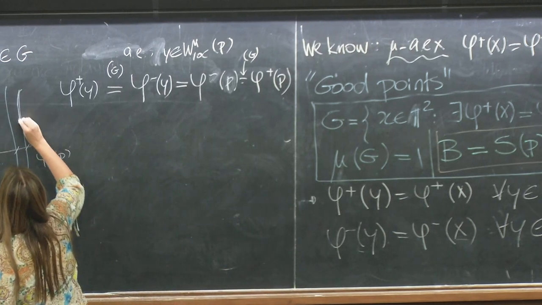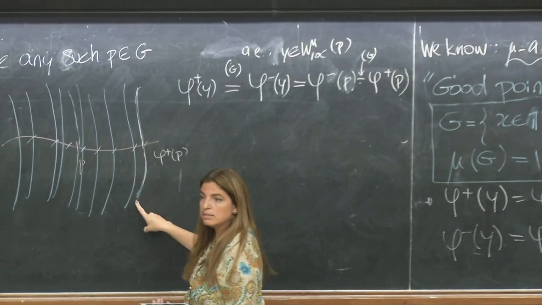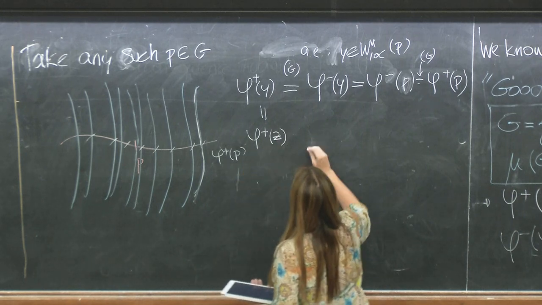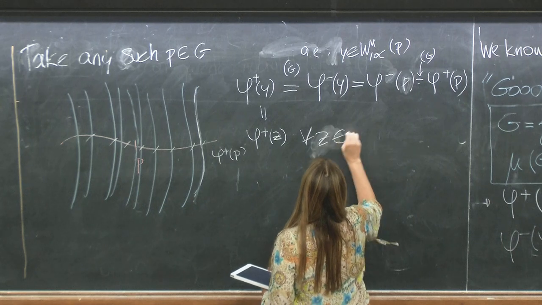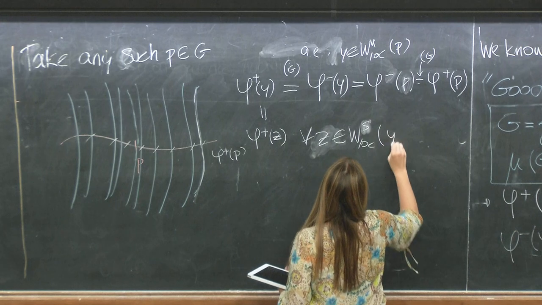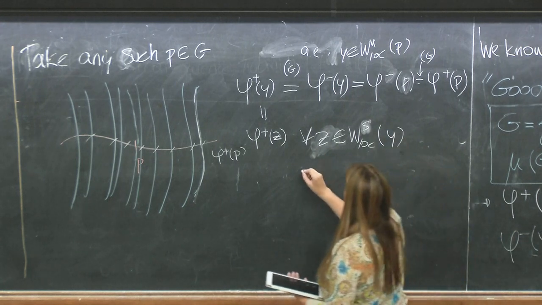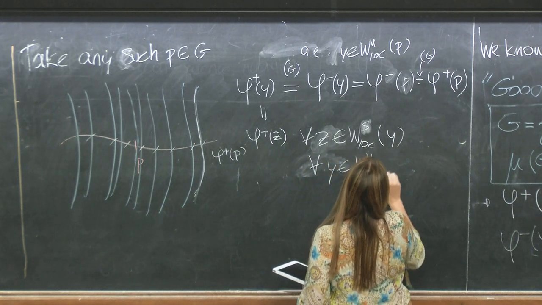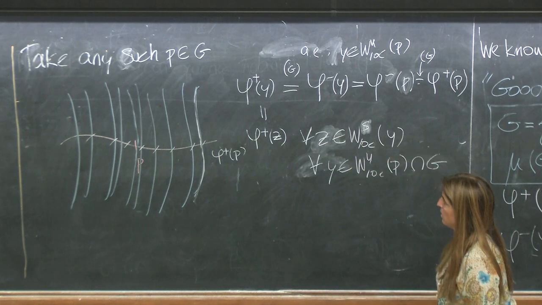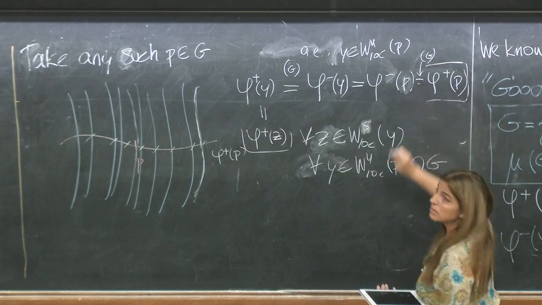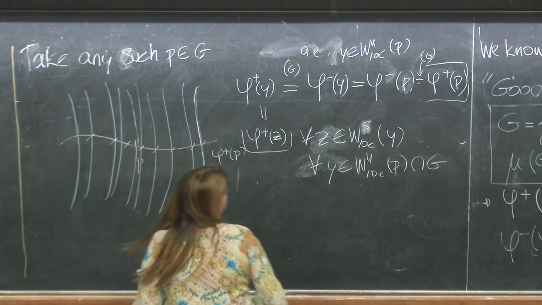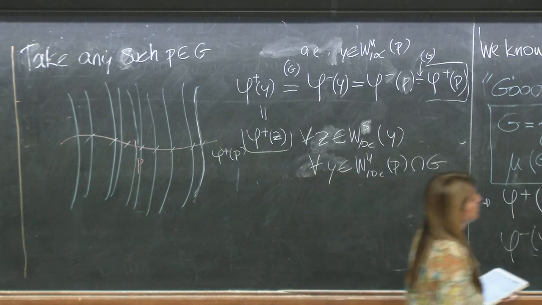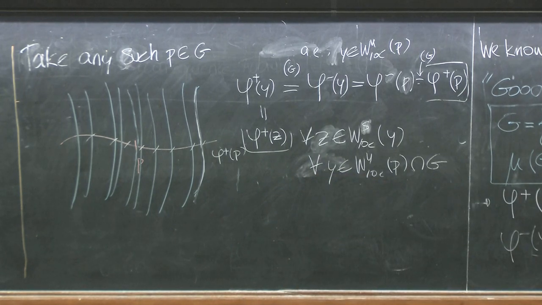But now, we apply the trick again, and we have that this is constant along the stable manifold. Okay, so this equals this for all z in the local stable manifold of y. So let me state it like this: for all y in W^u_loc(P) intersection G, we have that this is constant. Okay? But now, we have the following. We're almost there. We are going to finish before time.